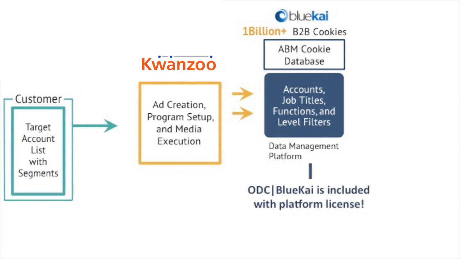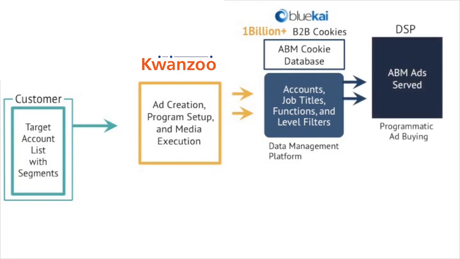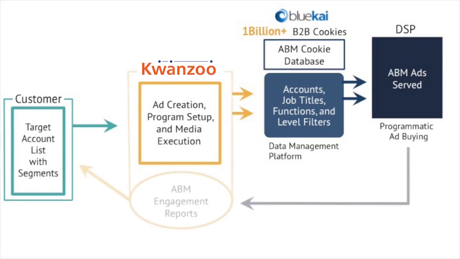From BlueKai DMP, we would next send your cookie-based audience segment into a demand-side platform, or DSP, for buying media. The Kwanzoo team will help you select the best DSP for serving your ABM ads. As your target audiences see your ads, they may click on the ad or visit your website. The Kwanzoo platform collects all this data and relays it back to you either via ABM dashboards within the platform or ABM reports delivered to you via email or inside your CRM.